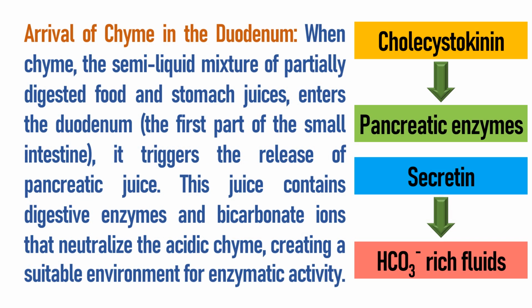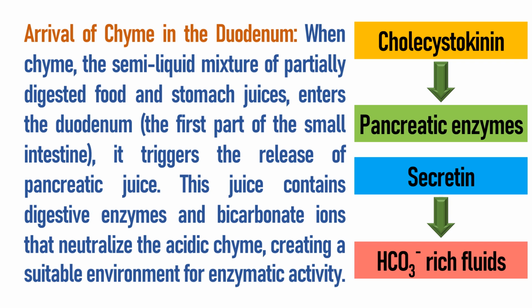When chyme, the semi-liquid mixture of partially digested food and stomach juices, enters the duodenum, which is the first part of the small intestine, it triggers the release of pancreatic juice. This juice contains digestive enzymes and bicarbonate ions that neutralize the acidic chyme, creating a suitable environment for enzymatic activity.